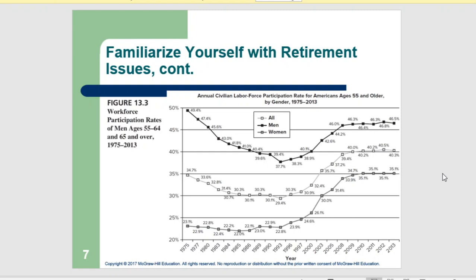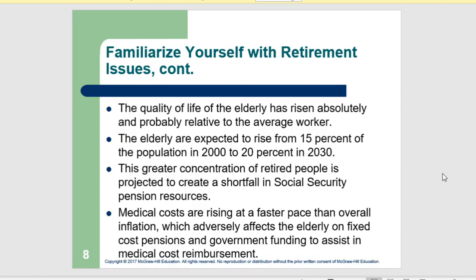So in the mid 70s, 1 in 5 women in this age group were working, and by 2010, it's closer to 1 in 3. So that's a big increase in women's participation in the workplace at retirement age, and a resurgence of men participating in the workplace at retirement age.